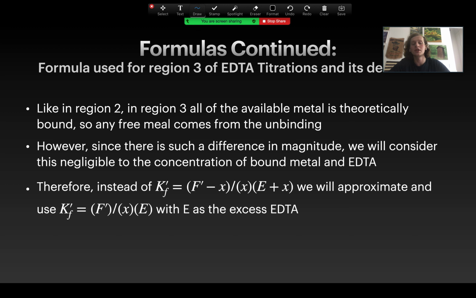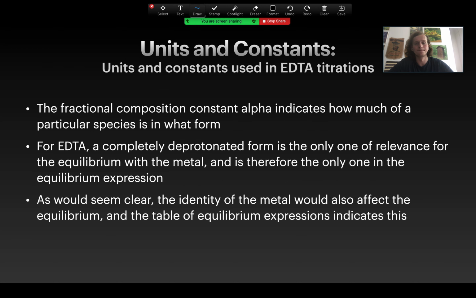However, with excess EDTA, we're going to make the approximation that any unbinding of EDTA, note that this should say free metal, not free meal, on the first bullet point, we're going to make the approximation that any free metal does not generally contribute to the amount of bound EDTA, and it's not going to contribute very much to the amount of free EDTA. Free EDTA is just going to be the excess EDTA. So we go from K prime F equals (F prime minus X) over X times (E plus X), to K prime F equals F prime over X times E.